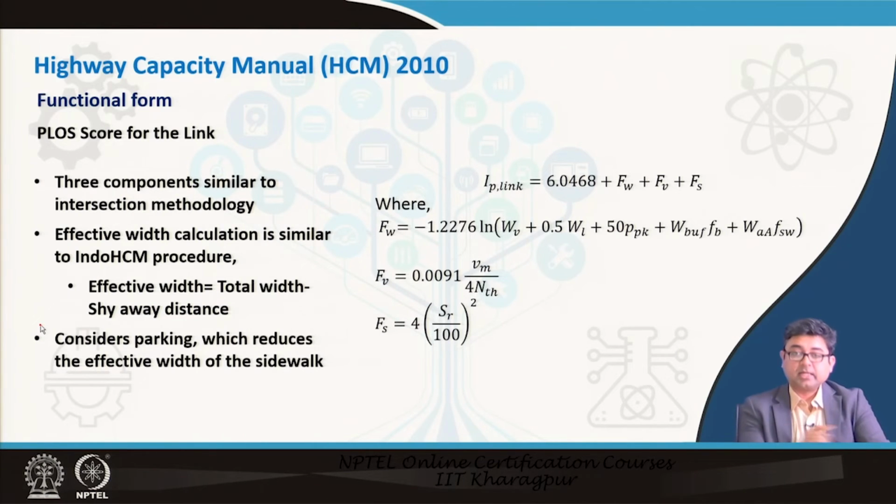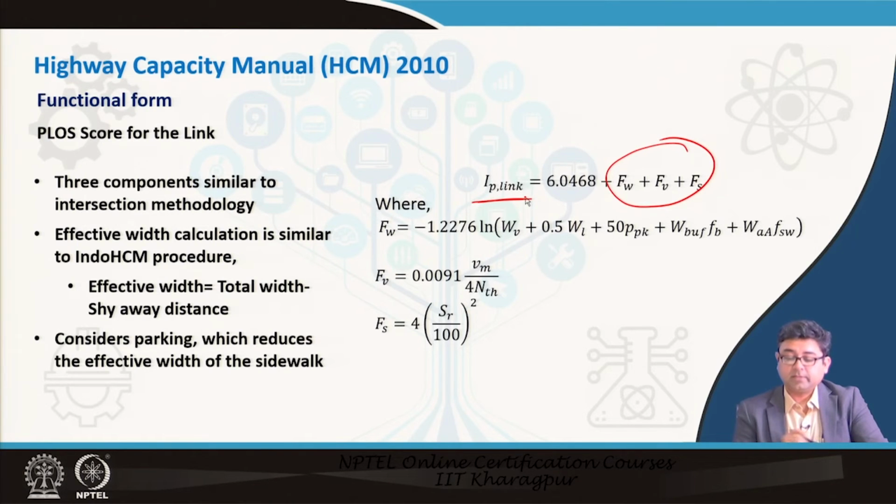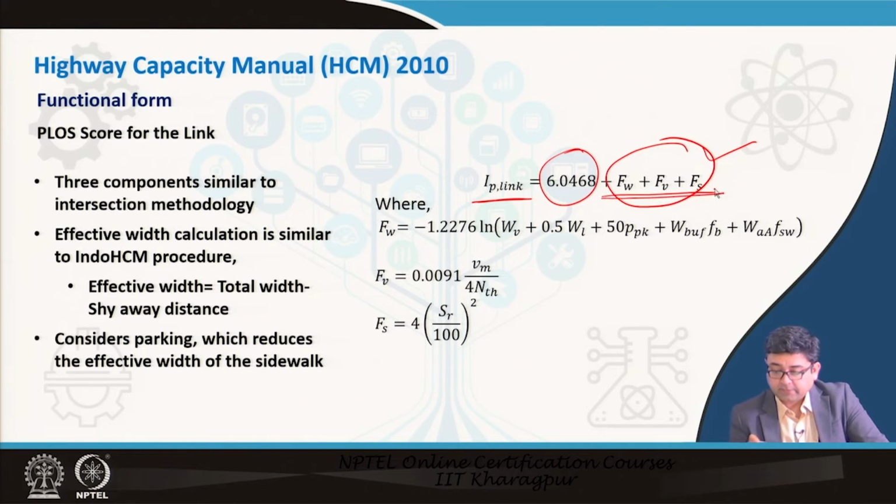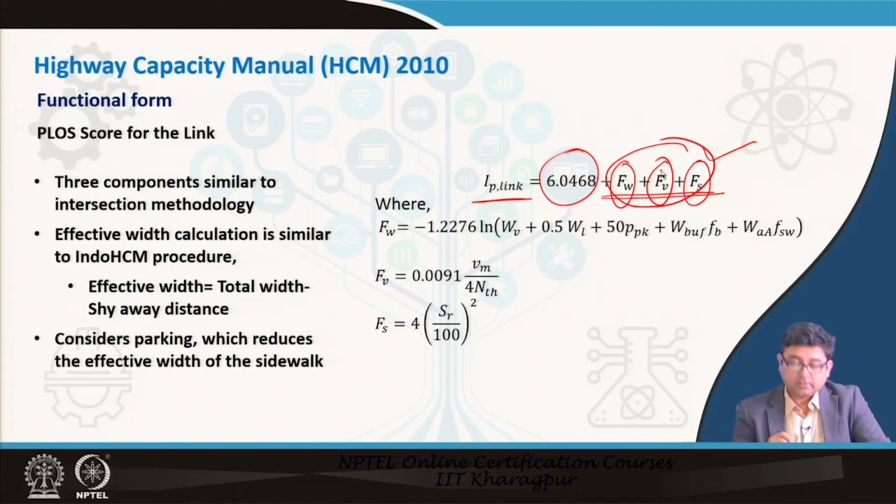Similarly, just as for the intersection, you had 4 factors to determine the pedestrian level of service, here you have only 3 factors. You have a constant term as well, which is different in this case. But again, let us quickly look at how you calculate these 3 factors. You already know about them. This is the width, this is the volume of vehicles, and this is the speed of vehicles along that.